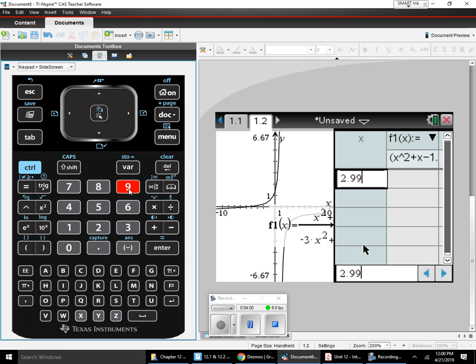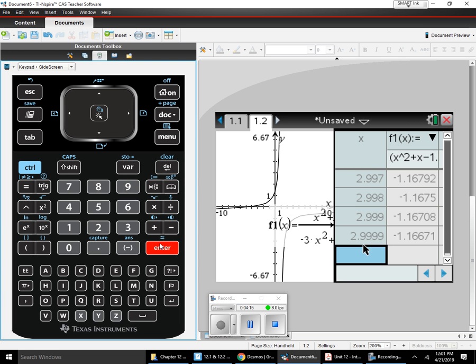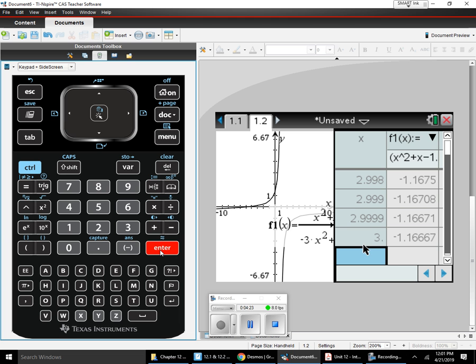Start with 2.997, 2.998, 2.999. And we can see that we're approaching about -1.16. Again, you could do an extra 2.9999 if you wanted to get even closer. And maybe you're feeling froggy and wanting to get even closer than that. -1.1666666. Okay, cool. You can also go on the other side and do 3.003, and then 3.002, and then 3.001, and see that we're approaching that same value from the right as well.